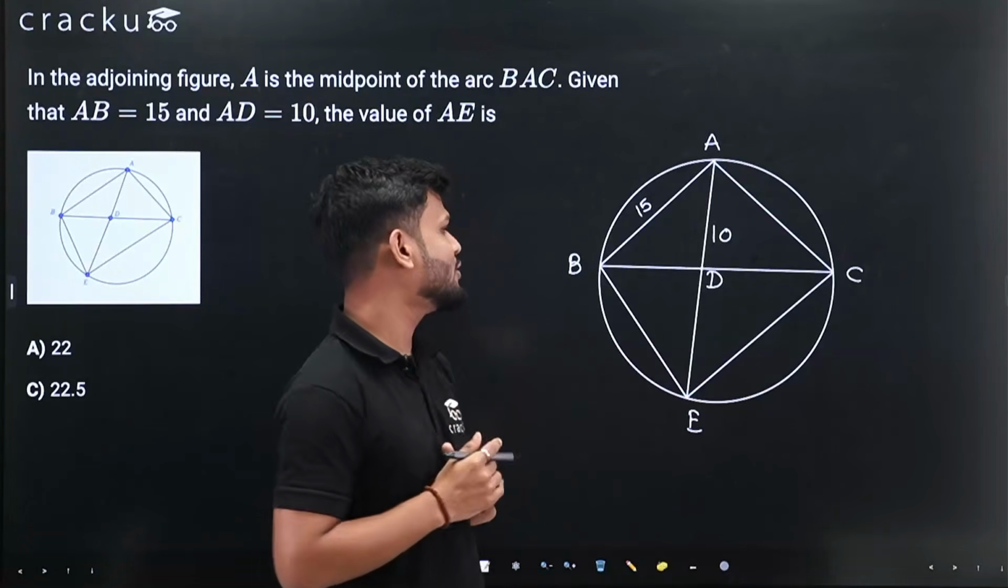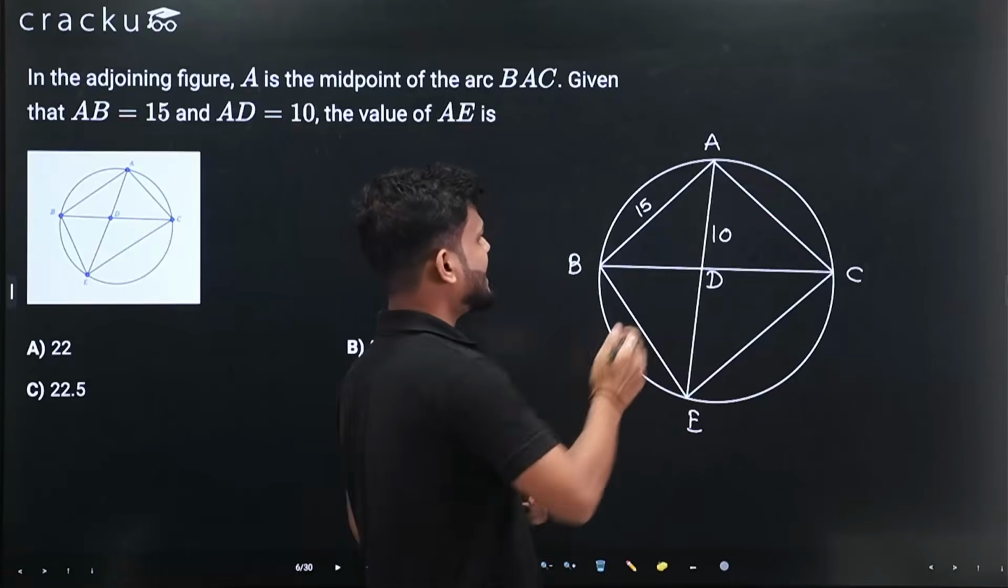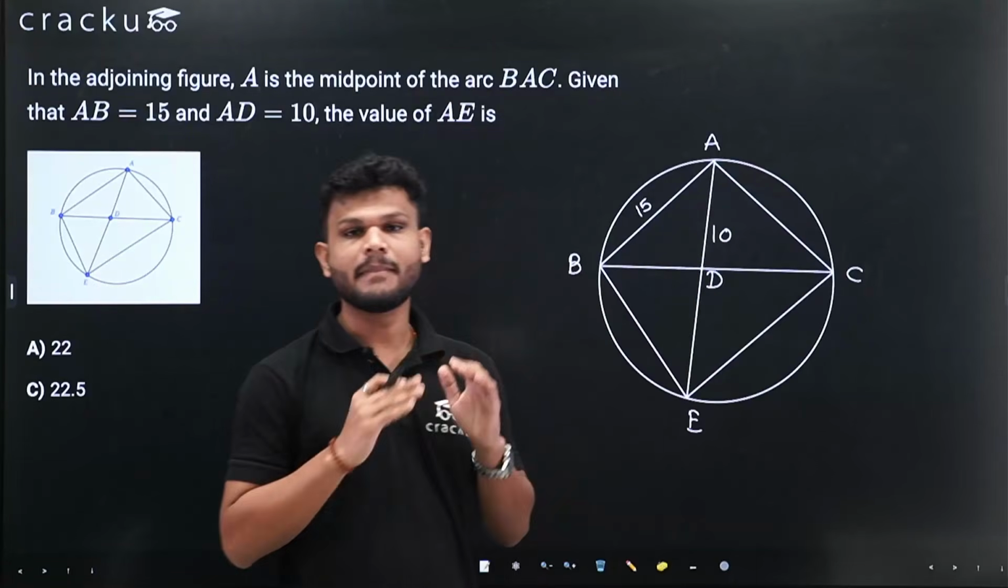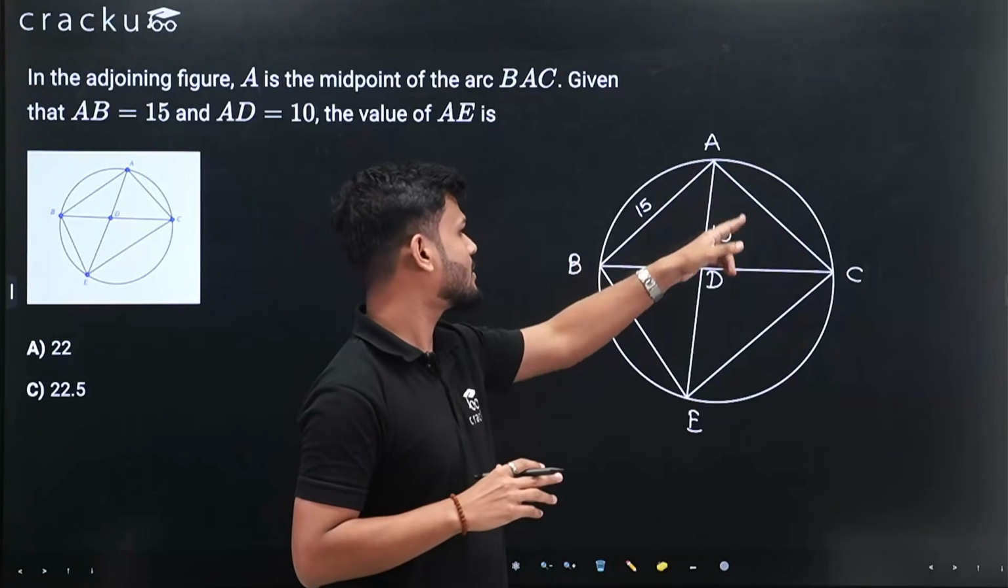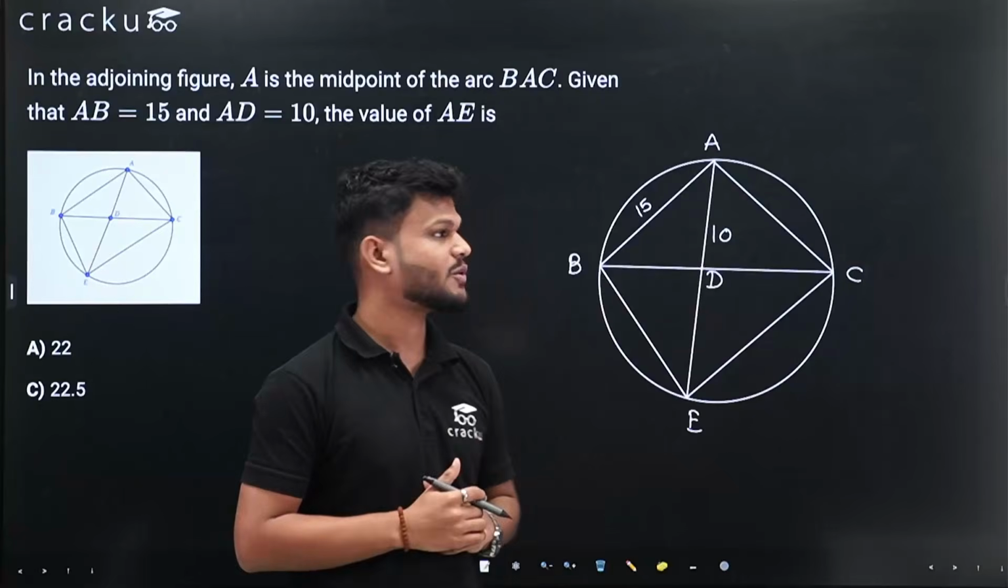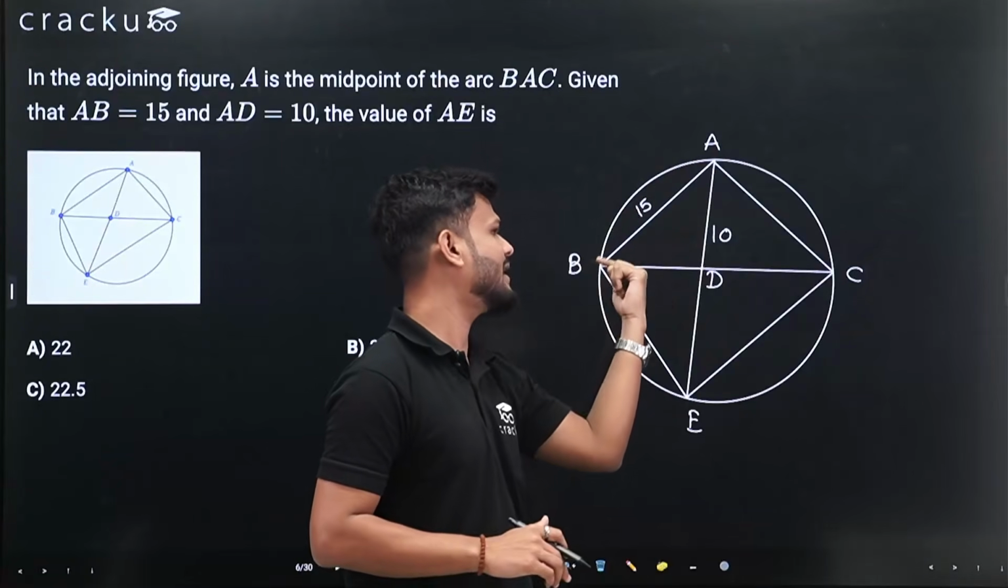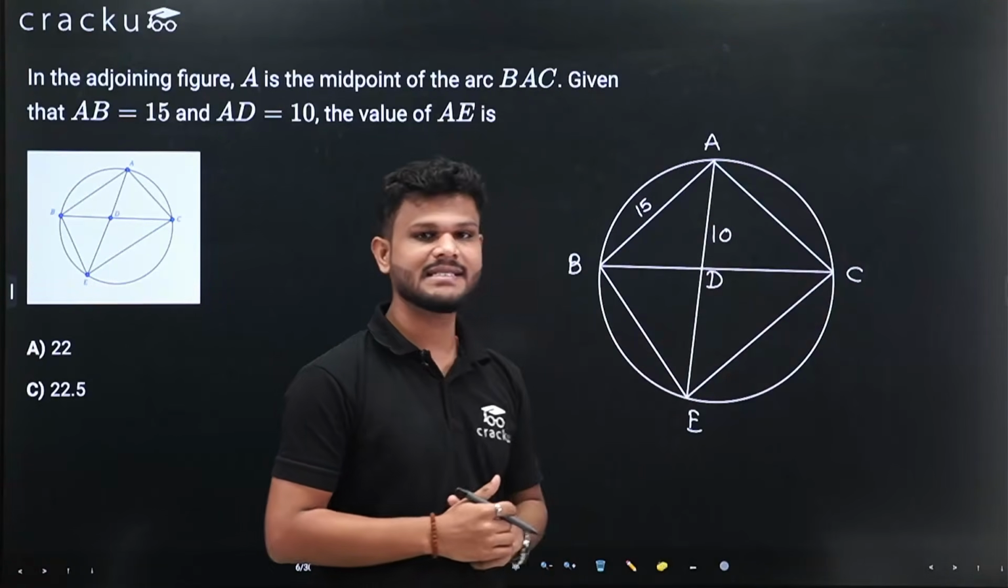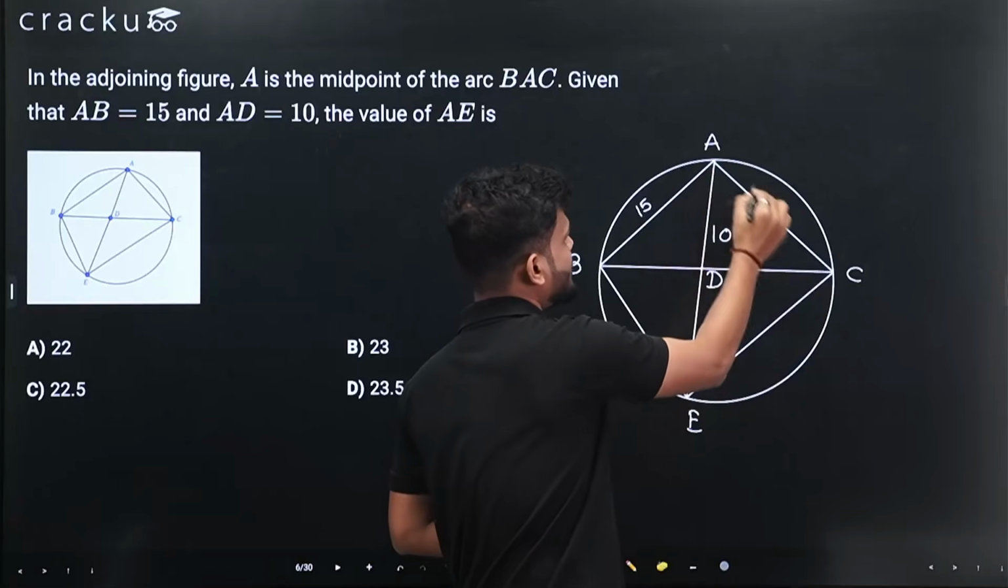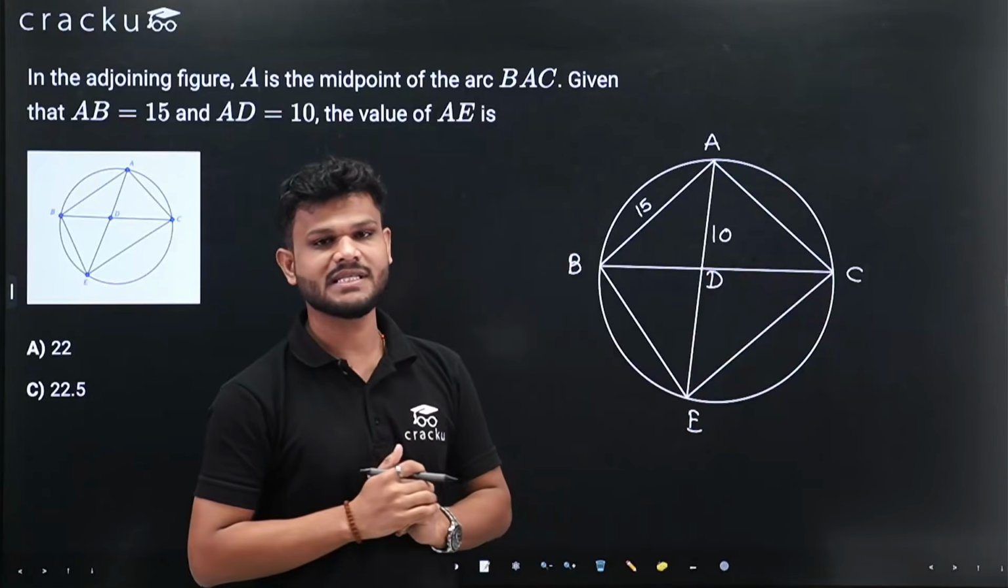Now what exactly can you do here? If you see, A is given as the midpoint of this arc BC. So I can say the length of arc AB is equal to the length of arc AC, and these are the chords joining the end points of this arc.